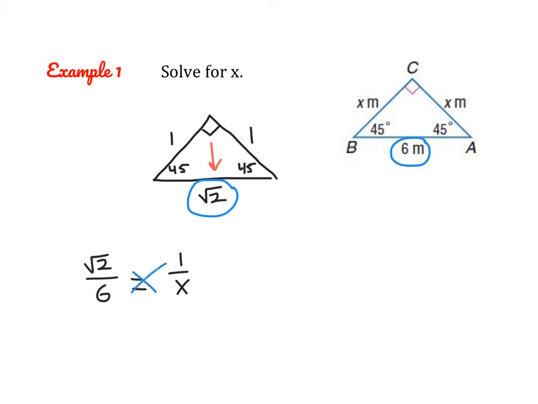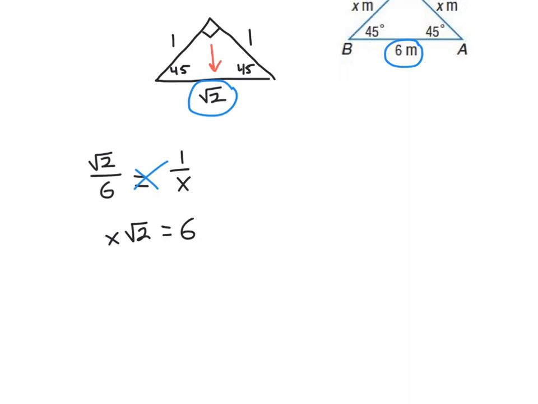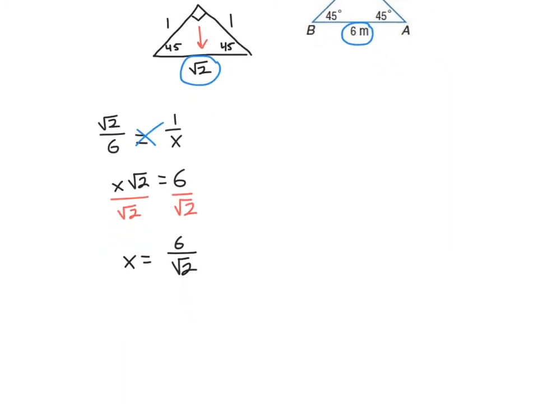From here, all we need to do is cross multiply. X times the square root of 2 equals 6. And then I'm going to divide both sides by the square root of 2. And here's what we get. Now this technically could be our answer, but in a math class, we never want to leave a square root in our denominator. That's just not how we want to write our final answer.